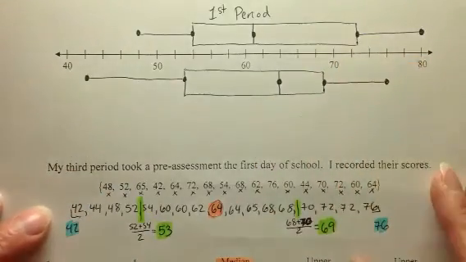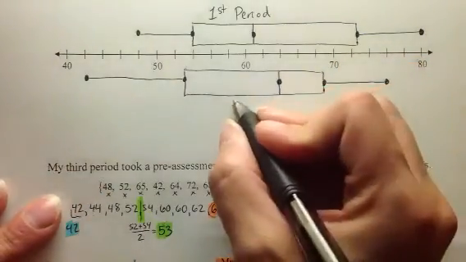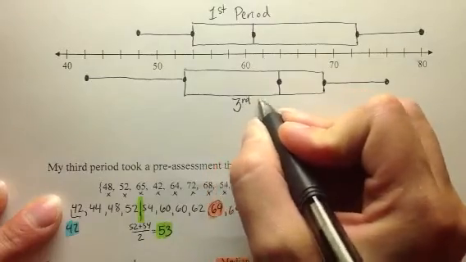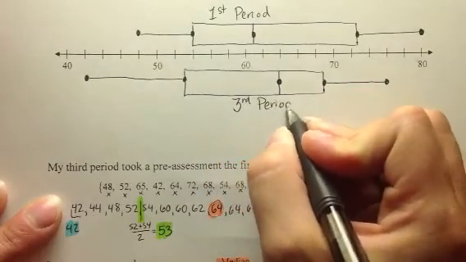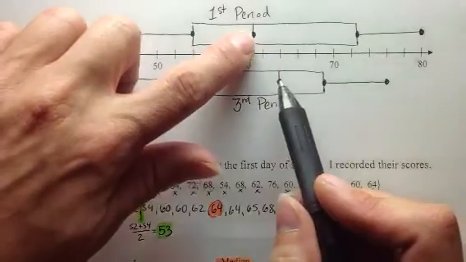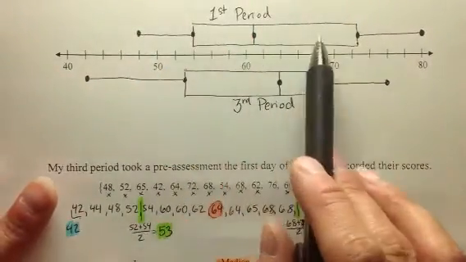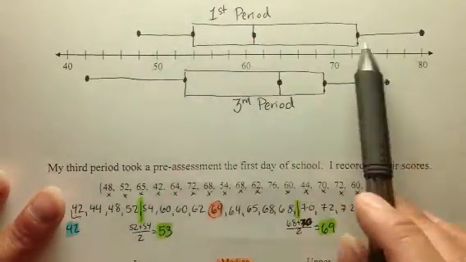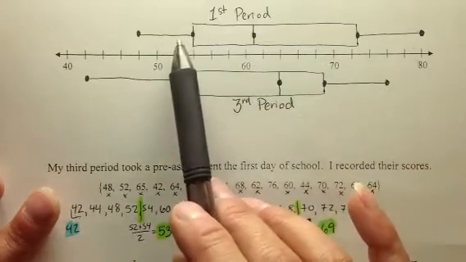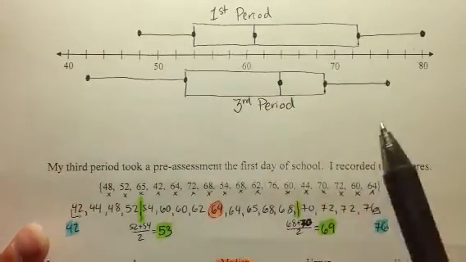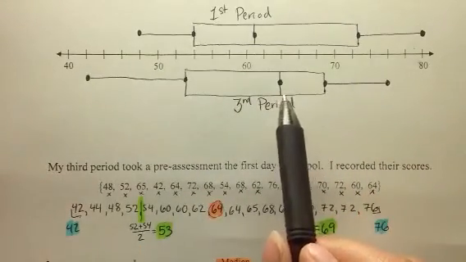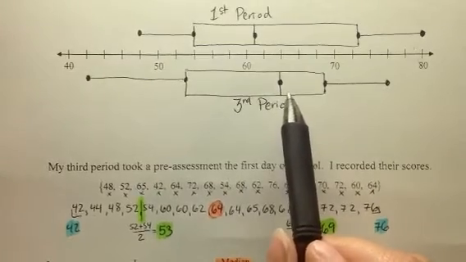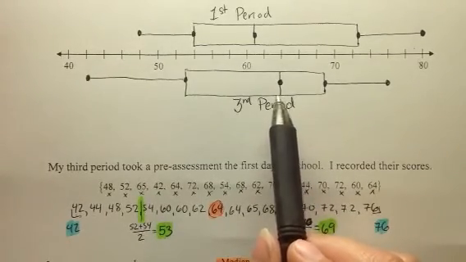So, things you can talk about, this is my third period. When you're looking at a box and whisker, again, you can identify the median. So even though my first period box and whisker plot is higher than my third period, my overall median or average is actually higher in third period.